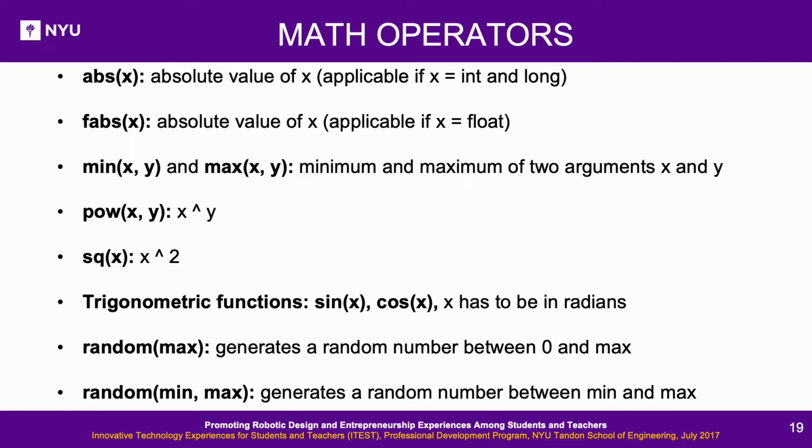Trigonometric functions. These operations calculate the sin of x, cos of x, and x has to be in radians. Random of max. This operation generates a random number between 0 and max. Random of minimum, max. This operation generates a random number between min and max numbers given.